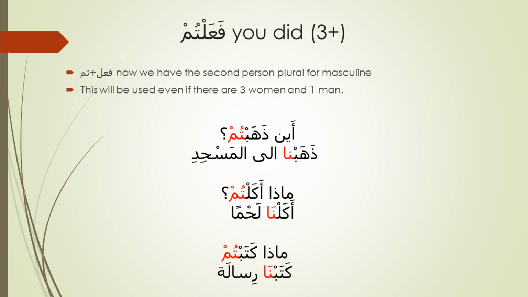Now does this include sisters or just brothers, if I say jalastum? Everyone, yes. Everyone is included in the jam' for the masculine. So we have Aina dhahabtum, where did you all go? Aina dhahabtum. Mada akaltum. And also we have Mada katabtum. So every single one of these verbs is on a scale fa'altum. Every single one of them should have the tum at the end, which indicates antum, you all, masculine.